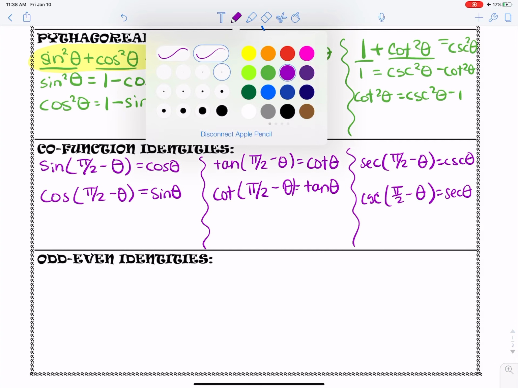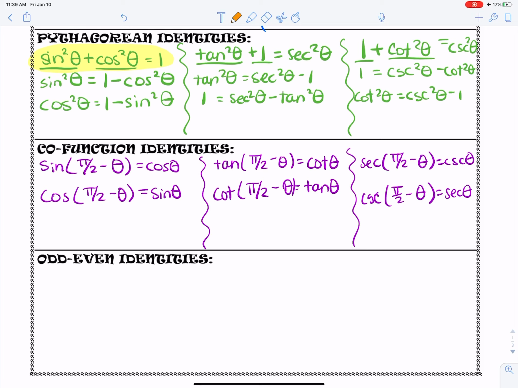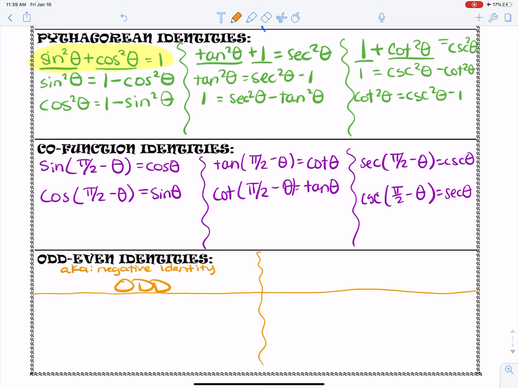And my last one are the odd-even identities. We're going to split this section in half, and I'm going to give a little space to create a heading for each section. Odd-even identity is also known as the negative identity. So it's dealing with negative values, negative thetas or negative x. Over here we're going to put the odds, over here we're going to put the evens.